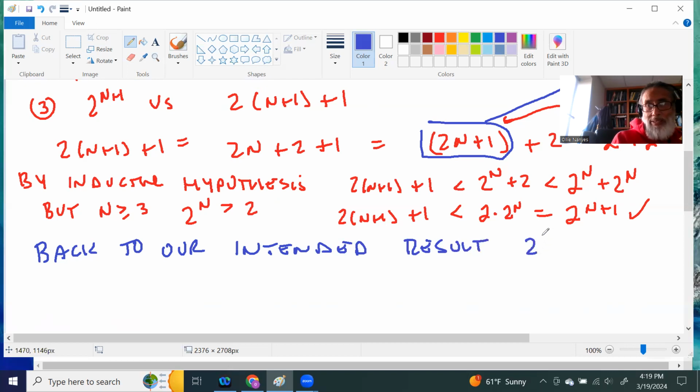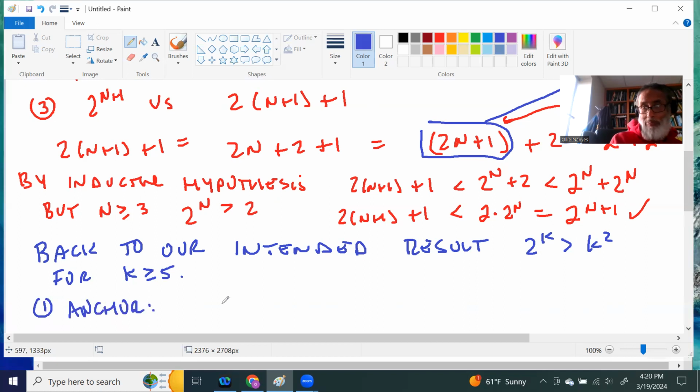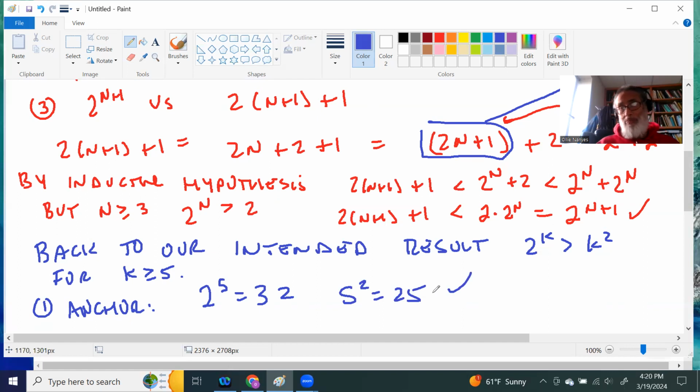That is, 2 to the k is greater than k squared for k greater than or equal to 5, integer. So, anchor step. Well, 2 to the 5 is 32, and 5 squared is 25. So the anchor step is true.